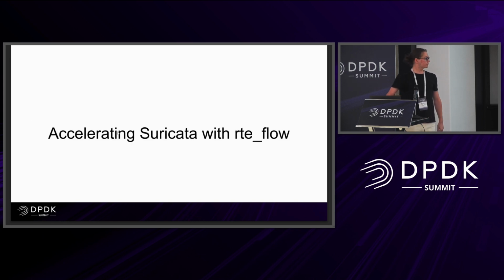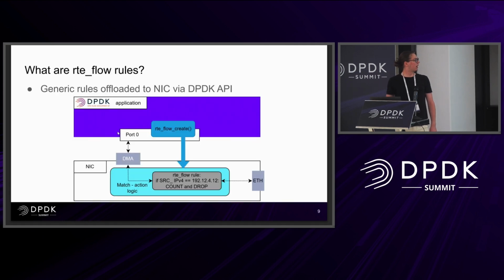Okay, so how we did the acceleration. I will give some background on the RTE flow rules at the start. RTE flow rules are generic rules offloaded to the NIC with the help of the DPDK API. So the DPDK application calls some DPDK function, RTE flow create. The function creates the rule inside of the NIC with some parameters that I will get to in a minute. And then the rule acts there independently of the application.